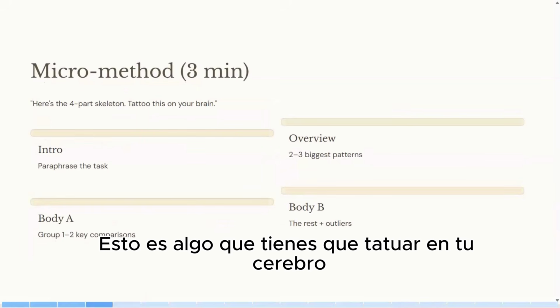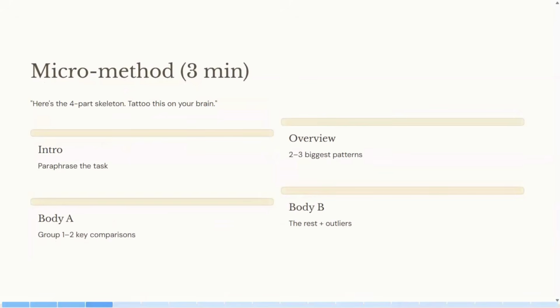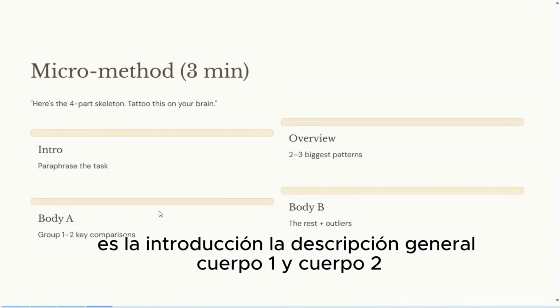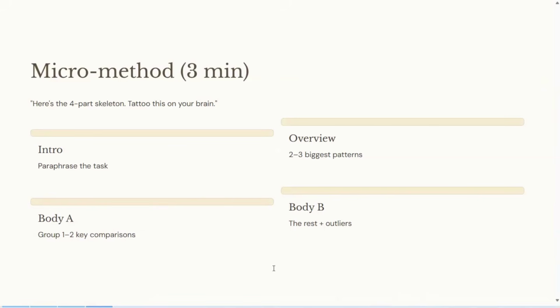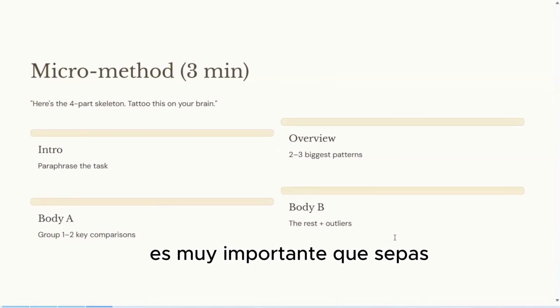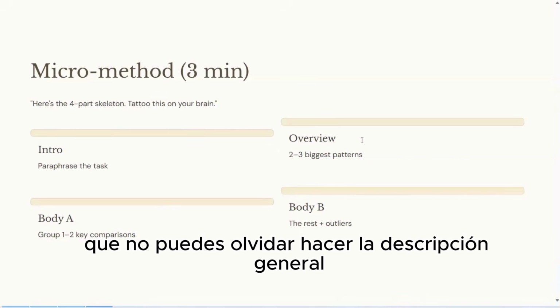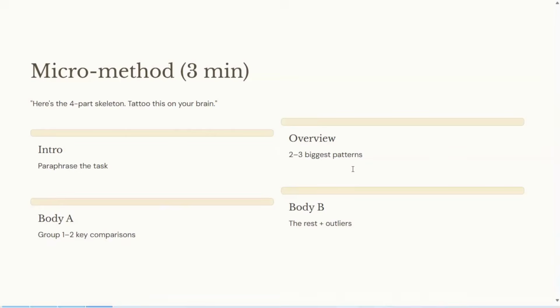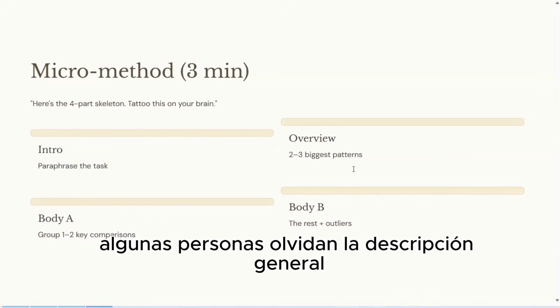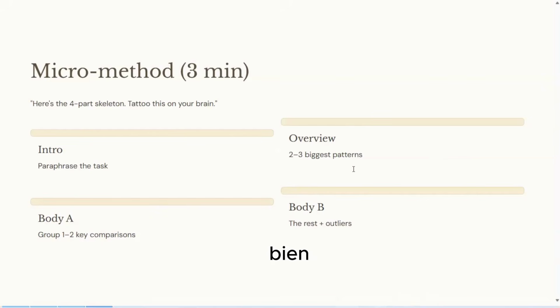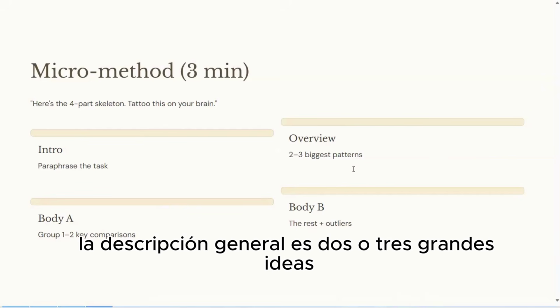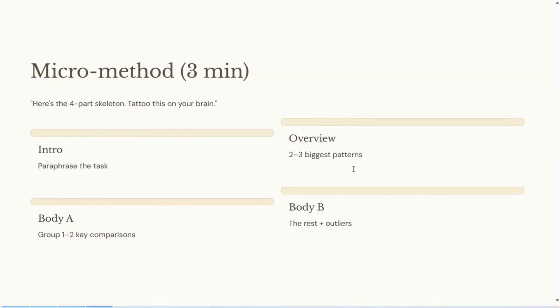This is something you have to tattoo on your brain. It's the introduction, the overview, body 1 and body 2. Without this, you won't pass. This is called structure. It's very important for you to know. You can't forget to do the overview either. Some people forget the overview. You can't. Okay?